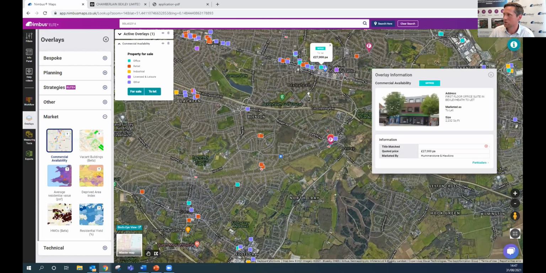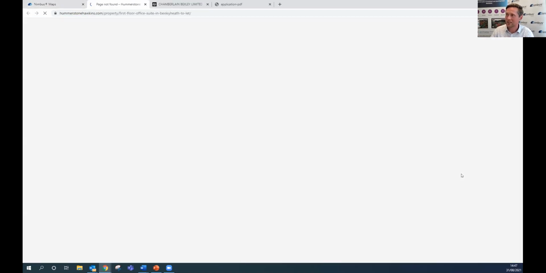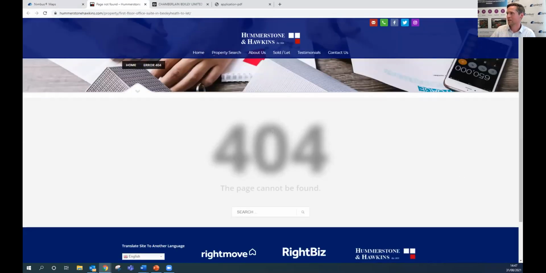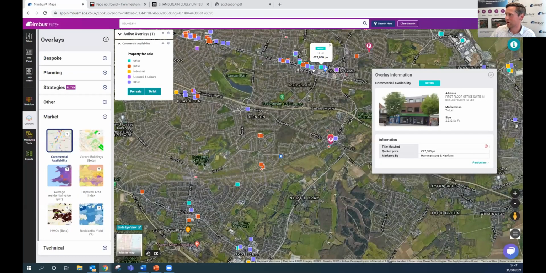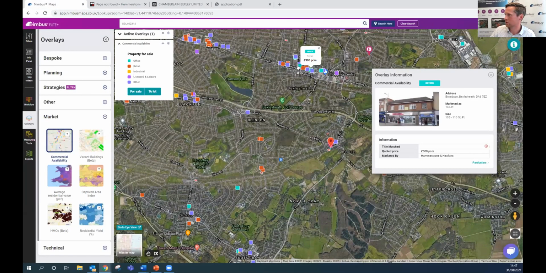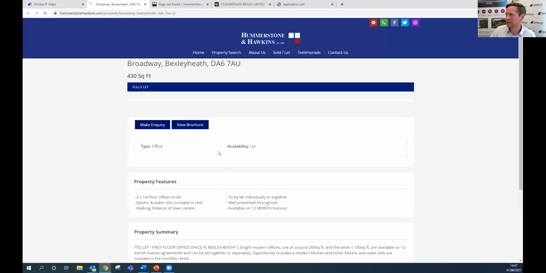We're just up in Bexley Heath instead, and so here we've got a property on the market. It's 2,200 square feet to let with Humberston and Hawkins. And I can go and click and see the details of that property, he says. Like we've got, that's not taking me where I expect it to. Let's go and have a look and see if we've got something different up here somewhere. Let's see if something like that. But again, that looks like, there we go.